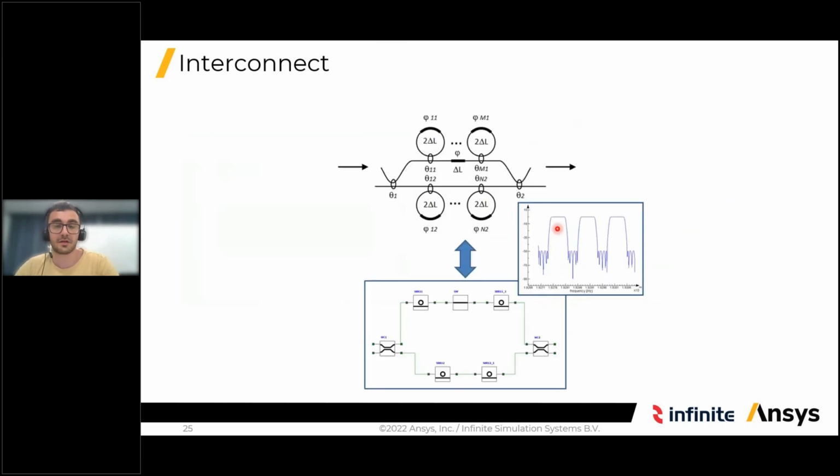Now let's go back. In Interconnect, in FDTD, you can design the individual components. So let's say in FDTD, you do a simulation of one of these ring resonators, and then you can import the data that you get. You can import it into Interconnect, and then you can see how this component that you just designed interacts with other components in the photonic integrated circuit.